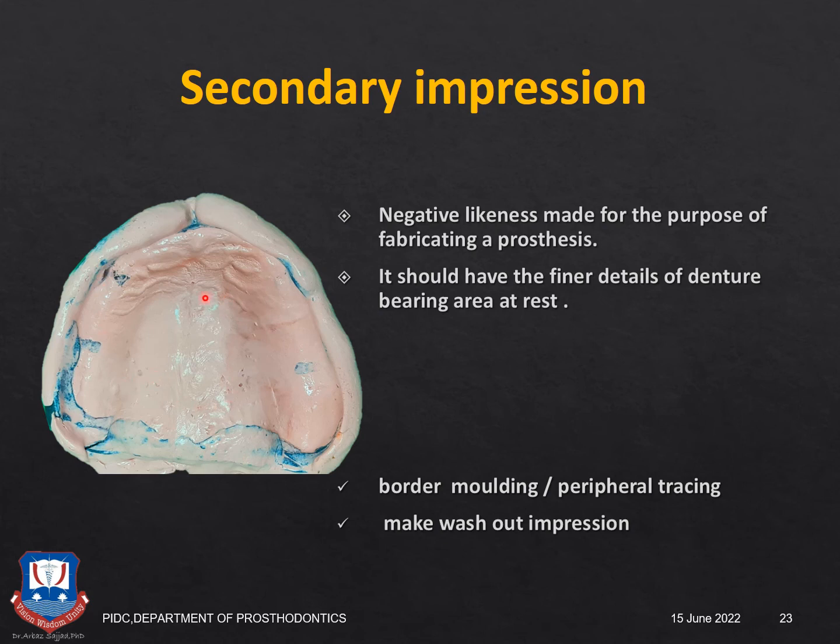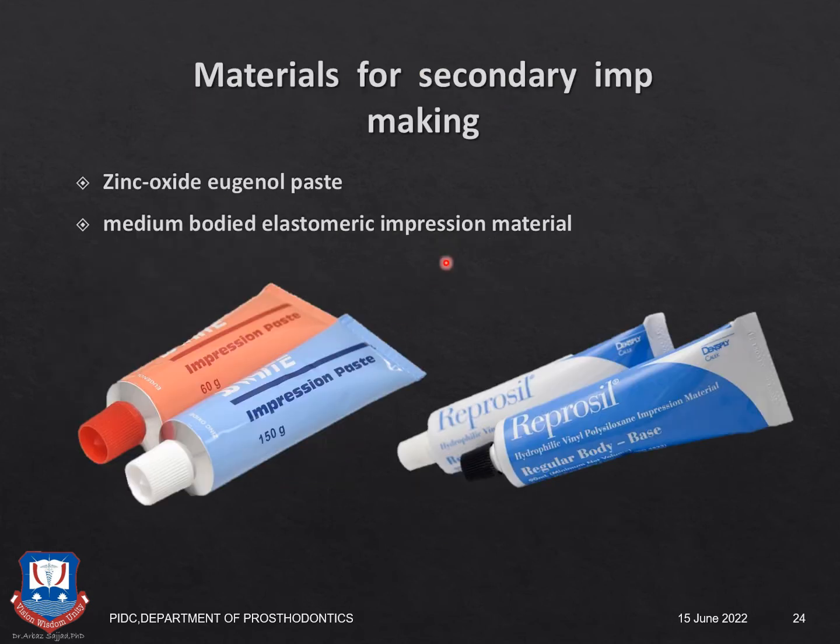no voids, no porosities, accurate recording of all the borders. You should not only record the border extension, but you should also record the width of the denture flange or the width of the border molding, so that you get an accurate impression and a guide for the final denture. So second impressions, as I mentioned, can be made using a zinc oxide eugenol impression paste, which is a very accurate material for recording denture-bearing final impressions.